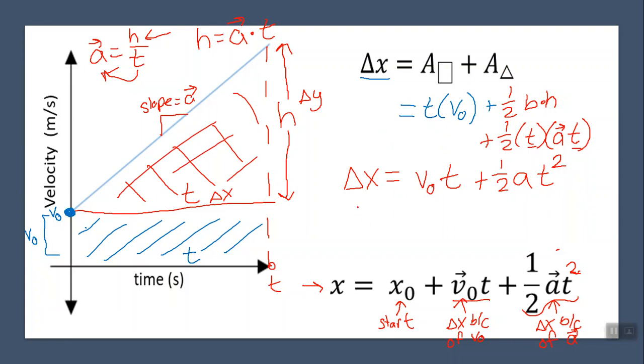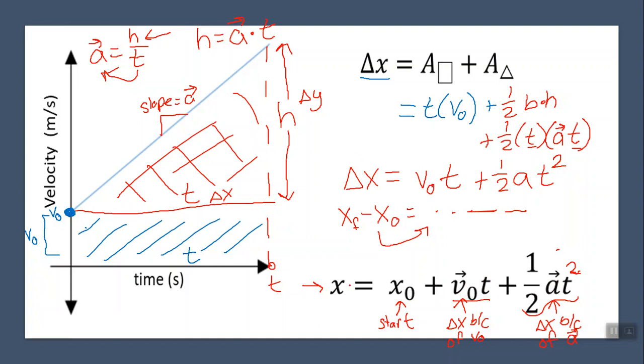Last thing we need to do: the displacement of the object is equal to the final minus the initial position, and we can just add the initial position to the other side. Now we have all of these terms on the right side of our equation. We have our initial position plus our initial velocity times time, that was this rectangle here, plus 1/2 at squared, that was the area of this triangle right here.